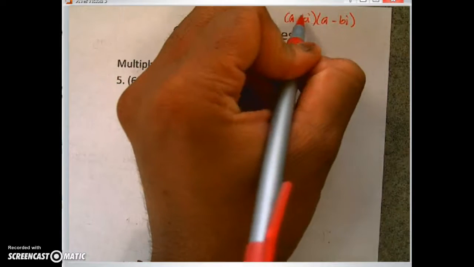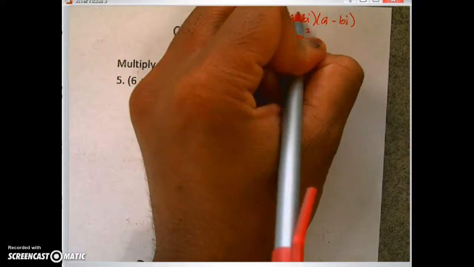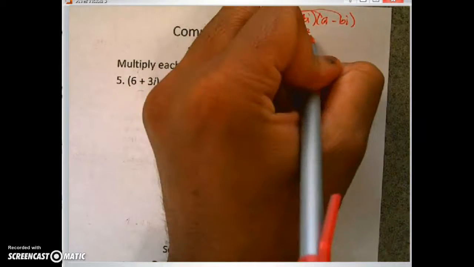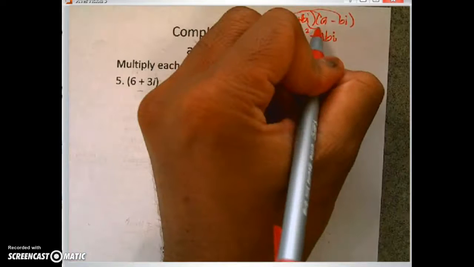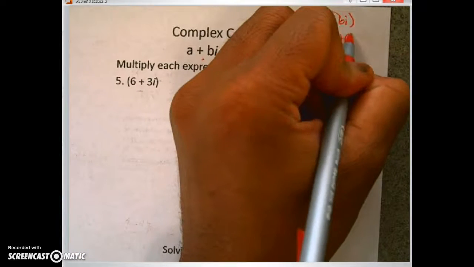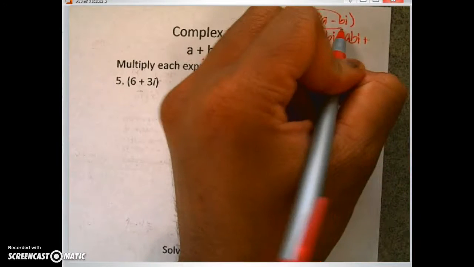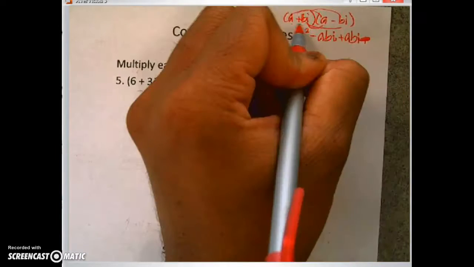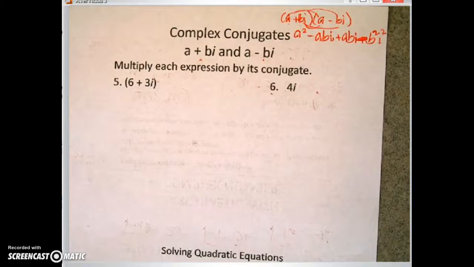So multiplying out, I have a times a, which is a squared, and then a times negative bi, negative abi. Inside, I have bi times a. I'll just write them in the same order, plus abi. And then what's bi times bi? Well, b times b, oh, this is minus. b times b is b squared. i times i is i squared. Okay, and again, that's minus.